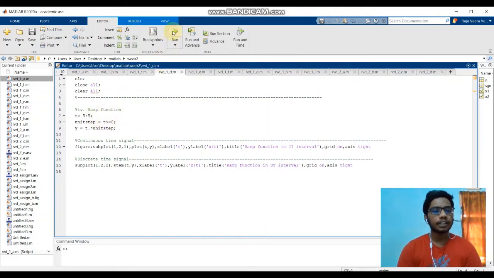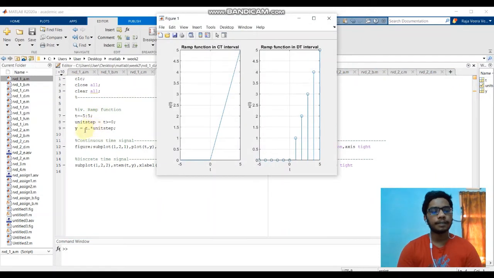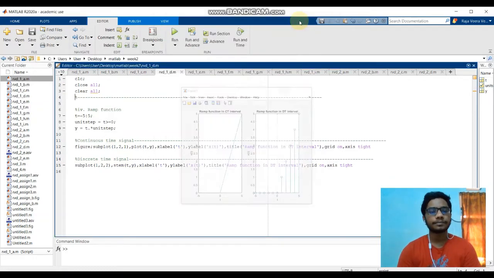The ramp function, I can do it by multiplying the unit step function with the interval. As you can see, the ramp function is 0 for t less than 0, and a straight line with a slope of 1 when t is greater than 0. This is the ramp function in discrete time interval.